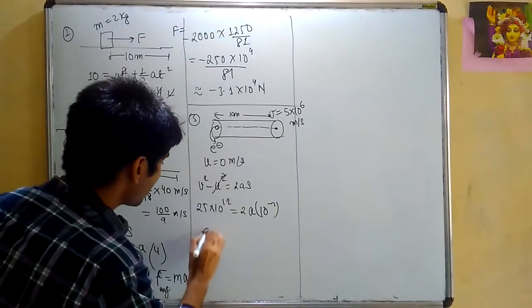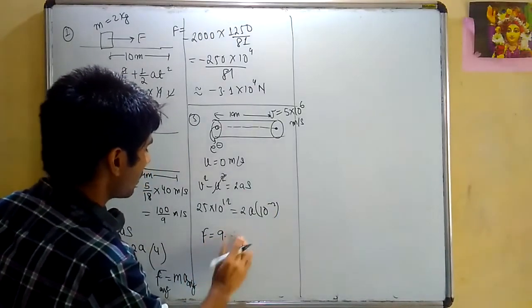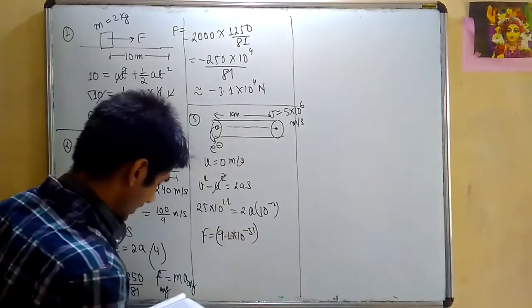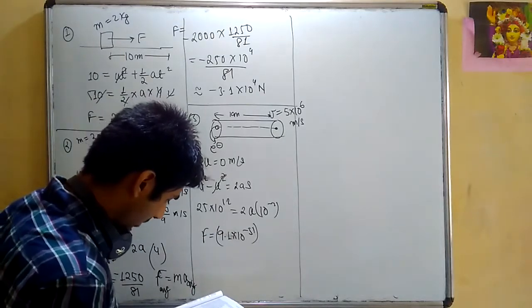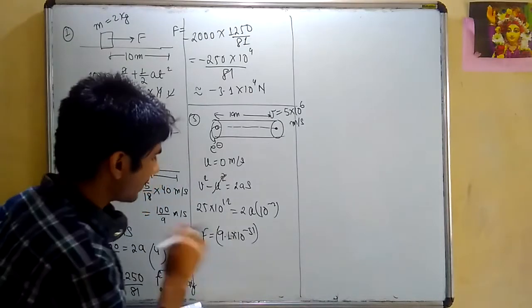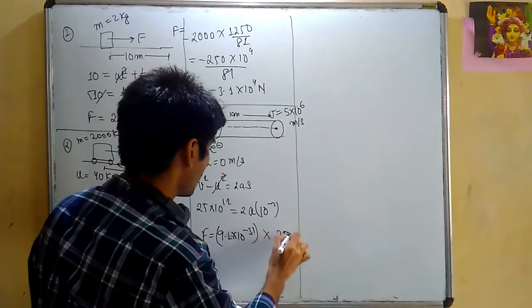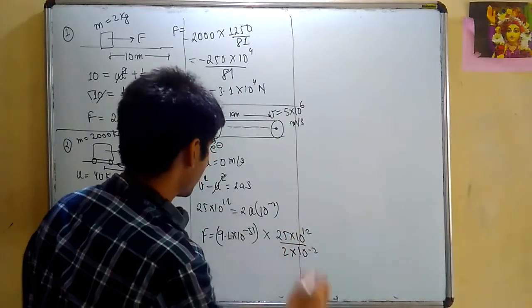I've got acceleration. Force is mass into acceleration. Mass is 9.1 into 10 to power minus 31. This is the standard mass of an electron. Yes, that is what is given. Mass into acceleration is 25 into 10 to the power 12 by 2 into 10 to power minus 2.